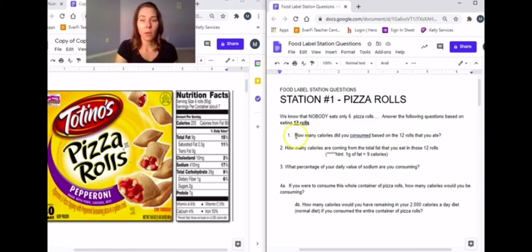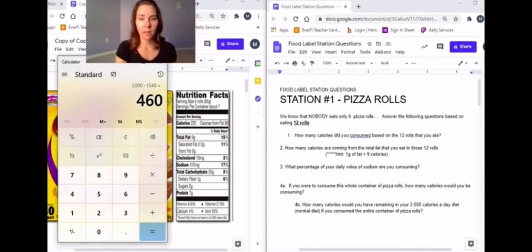Alrighty, so when we go over, we're looking at number 1. How many calories did we consume based on the 12 rolls we ate? So 220 calories is based off of 6 rolls, but we ate 12. You can pull up your calculator if you need to. I've got mine right here. So 220 plus 220, because that's 2 servings, is 440. So we ate 440 calories based off of the 12 rolls.